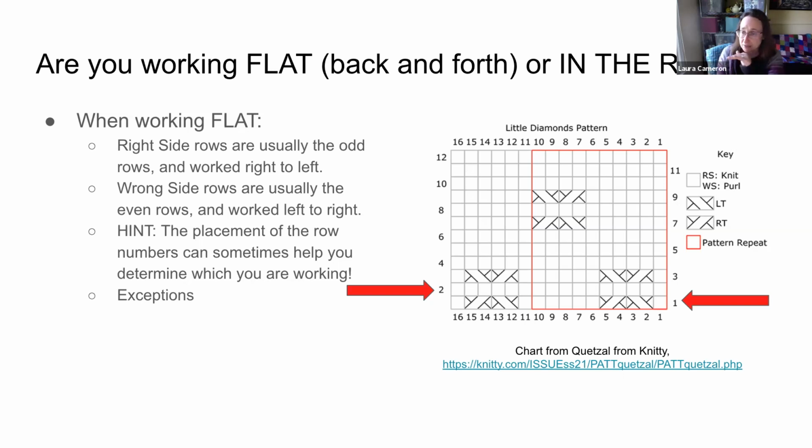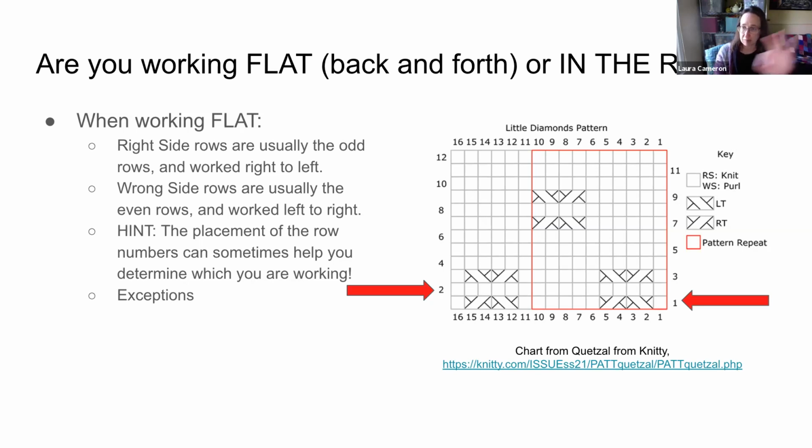So your right side rows are worked right to left, and your wrong side rows are usually the even rows, and those are worked left to right, which sort of corresponds how you, when you're working your knitting, you're still working them from right to left, but if you are looking at the right side of your fabric, you're actually working them from left to right.